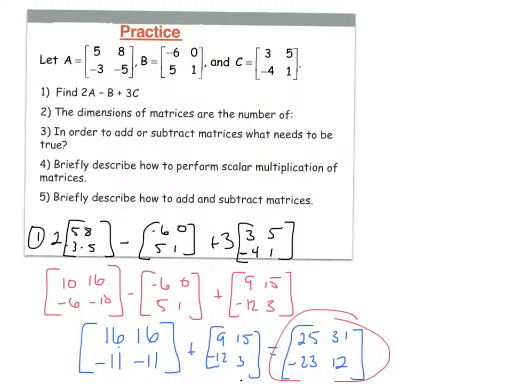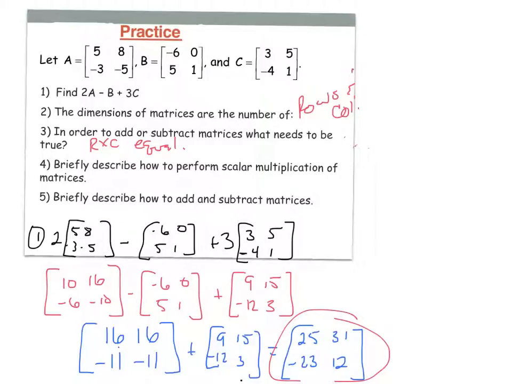Okay. So the dimensions of the matrices are the number of rows and columns. So you should have, for this one, rows and columns. Oops, I put that in the wrong one. So it should be 2 rows and columns. In order to add or subtract matrices, what needs to be true? The rows and columns need to be equal. Okay, so they need to have the same rows and columns.